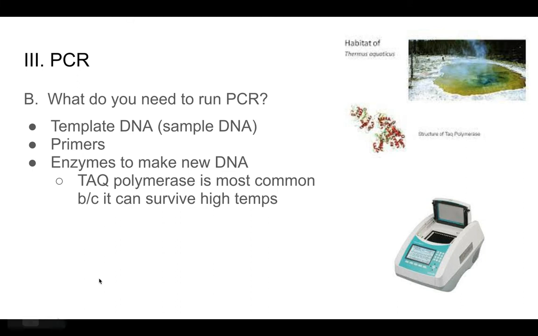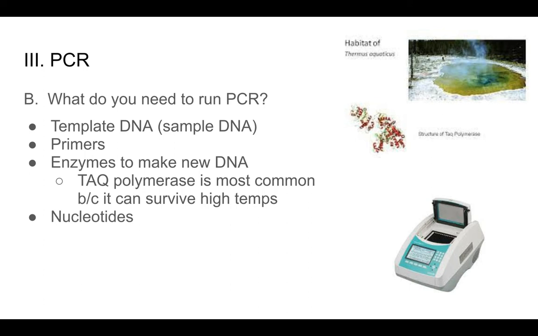Taq polymerase, or Taq poly, is an enzyme that is found in, here's its protein structure. It's an enzyme that's found in a bacteria called Thermus aquaticus. And Thermus aquaticus, as a bacteria, lives in these hot springs. And so the benefit of using Taq poly means that we get to use an enzyme that comes from a bacteria that naturally lives in a really hot environment. So this particular enzyme can survive high temperatures, which is critical to the process of PCR. We're going to raise the temperature, lower the temperature, raise the temperature, lower the temperature. We need enzymes that can survive that temperature increase.